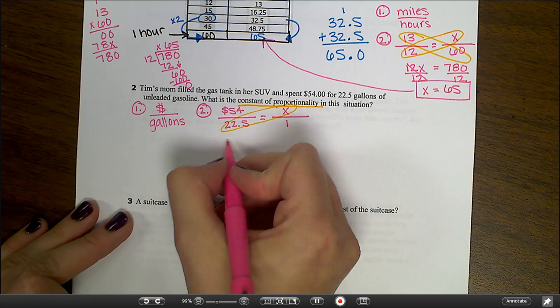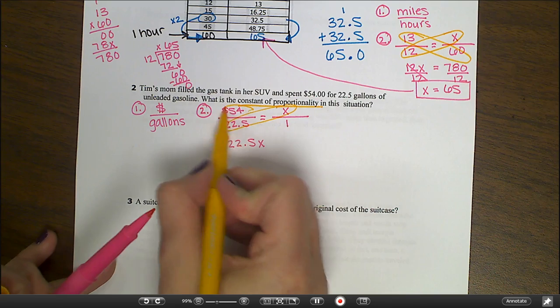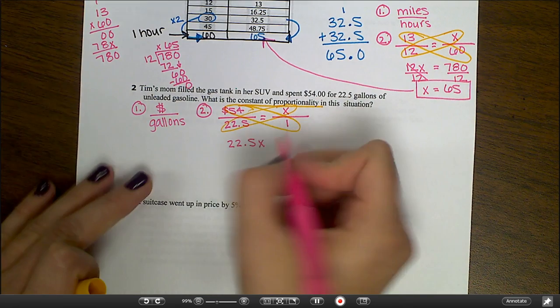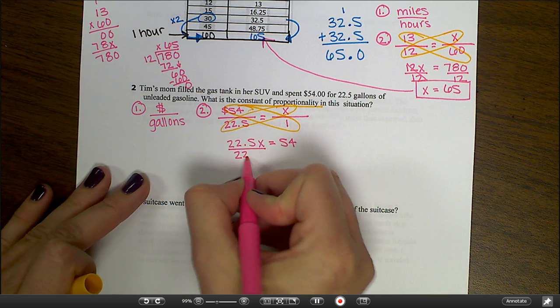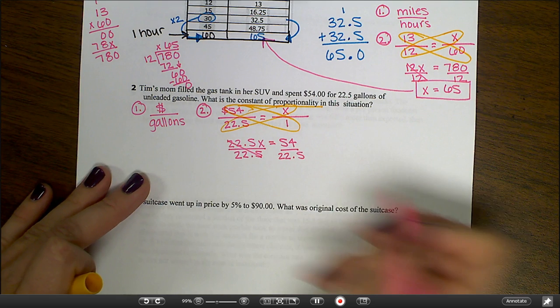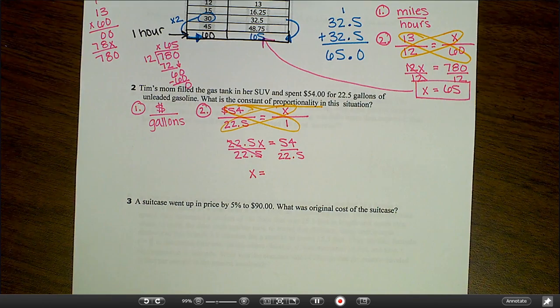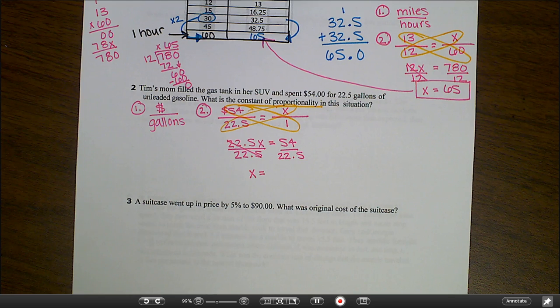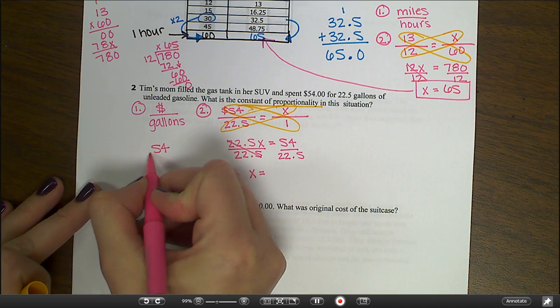22.5 times x is 22.5x. 54 times 1, that's easy. That equals 54. And then divide both sides by whatever's in front of x. And I would get x equals, I'd like for you to do that division by yourself, so go ahead and pause the video. Okay, so you've already worked this out by yourself. I'm going to quickly just go through it here.